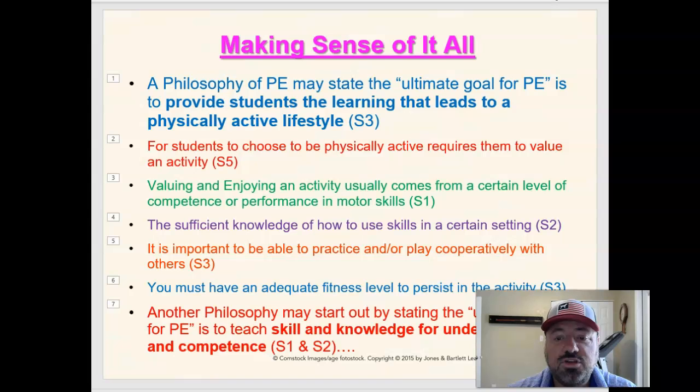So for students to choose to be physically active, it requires them to value an activity. So we need to teach students to value the activity for self-expression, for challenge, for cooperation, for being a part of a team. And that is wrapped around standard 5, which kind of is one of those standards that wraps around everything, but we have to intentionally do it. We have to ask students to reflect, ask them why they like doing it, why they don't like doing it, to help them value a certain activity.